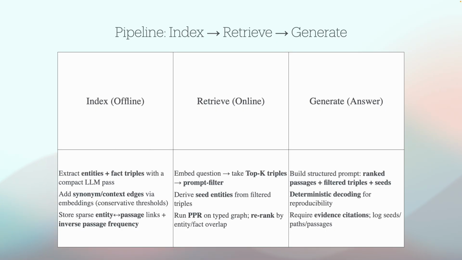Moving on, this is the pipeline. The first thing is index, which is the offline step. Retrieval is the online step, and the last part is the generation. In indexing, we do extraction of entities plus fact triplets, add synonym or context edges, and then store sparse entity passage links and inverse passage frequency. On the online side the query is sent, we get the top k triplets using the prompt filter, derive seed entities, run the PPR algorithm, and then re-rank. And then in the final step, the fact overlap is done and the final answer is generated.